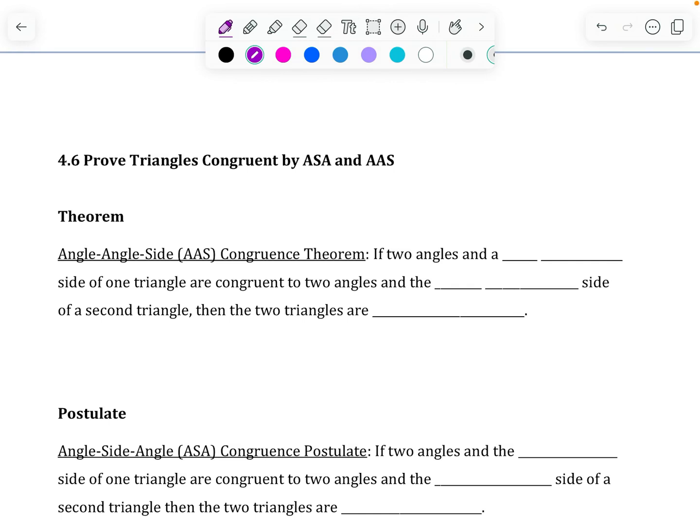4.6, we're going to be proving triangles congruent by angle, side, angle, and angle, angle, side. So the first theorem that we have is the angle, angle, side congruence theorem, which says if two angles and a non-included side of one triangle are congruent to two angles and the non-included side of a second triangle, then they are congruent.